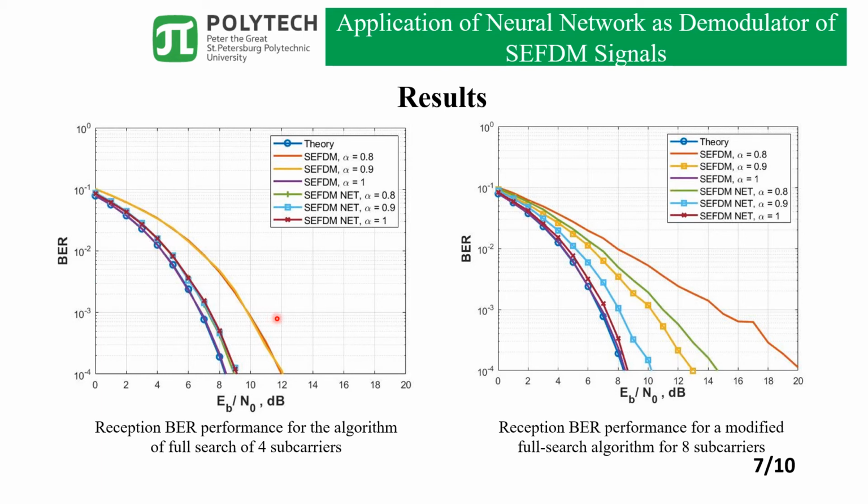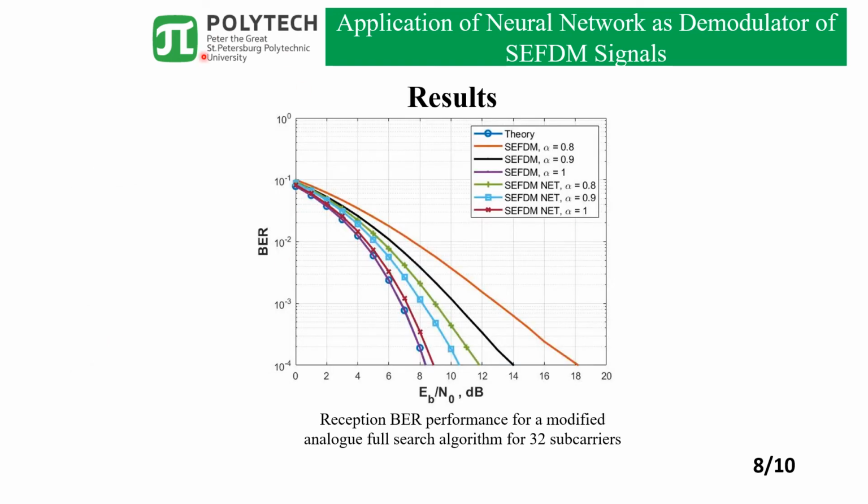element by element reception. At the right corner, we can see the result of reception bit error rate performance for the modified full search algorithm for 8 subcarriers. For alpha 0.9, we can see the energy gain is about 2 decibels, and for alpha equal to 0.8, in terms of probability 10 to the minus 3, the energy gain is equal to about 4 decibels.